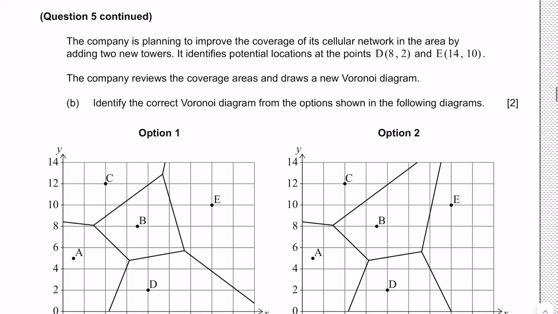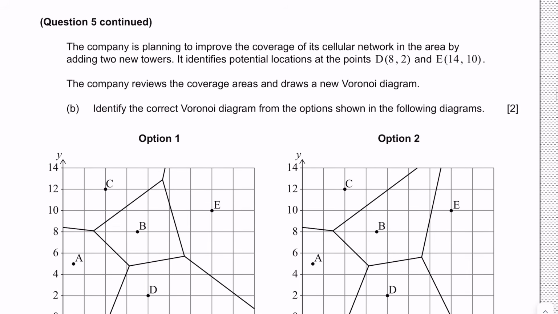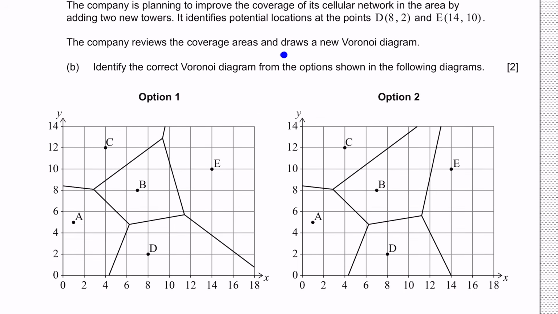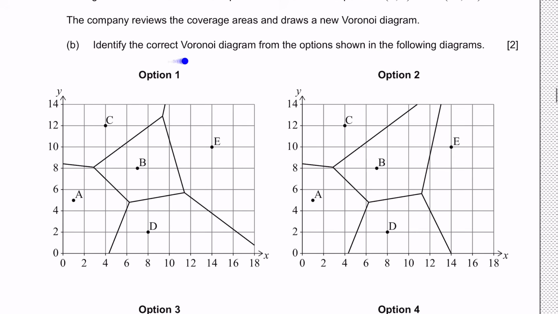All right, question 5, continued. The company is planning to improve the coverage of its cellular network in the area by adding 2 new towers. It identifies potential locations at the point D (8, 2) and E (14, 10). The company reviews the coverage areas and draws a new Voronoi diagram. Identify the correct Voronoi diagram from the options shown in the following diagrams.